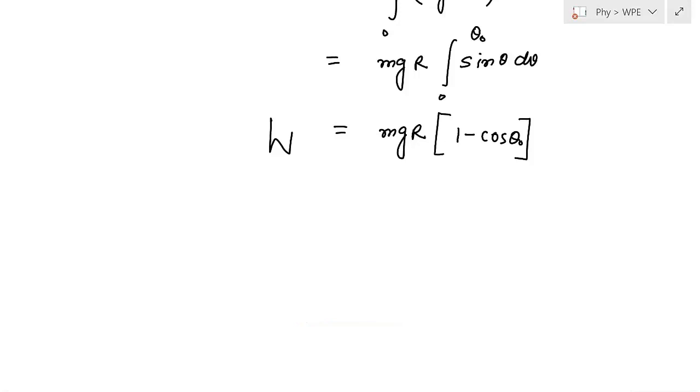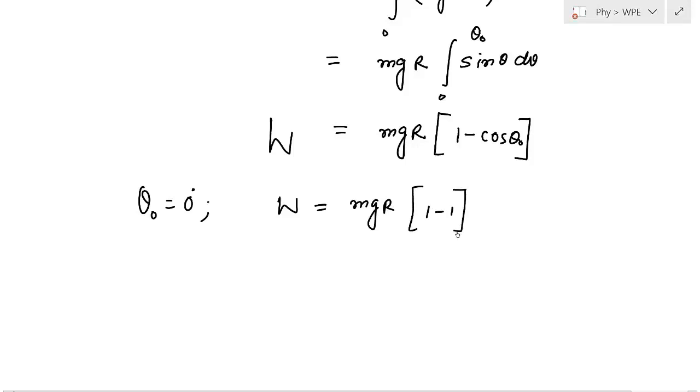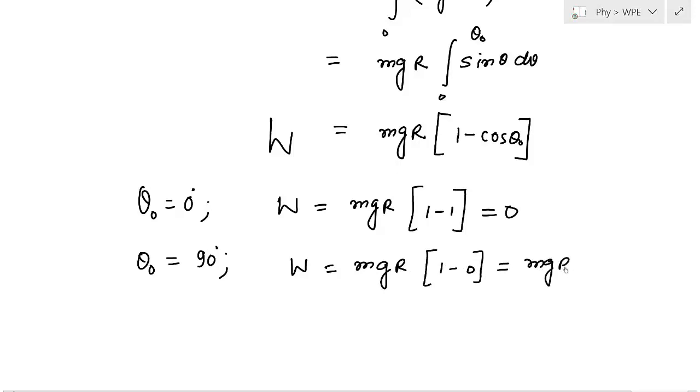Now consider two special cases. First, when theta naught is equal to 0 degrees. In that case, there is no motion. Basically the boy is standing at the mean position. So in that case, you should expect that the work done is 0. That is the case here also: mgr times 1 minus cos 0 degrees, and cos 0 is 1. So the work done is 0, as expected. Now let us consider another situation: theta equals 90 degrees. In that case, the work done equals mgr, because 1 minus cos 90 is 0 and cos 90 is 0. So this is simply mgr.